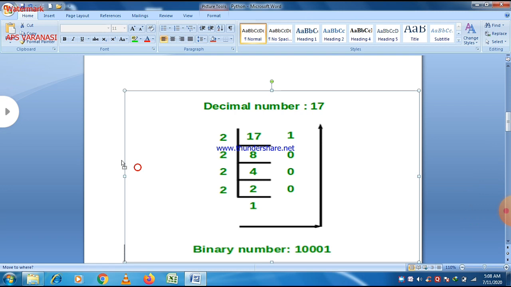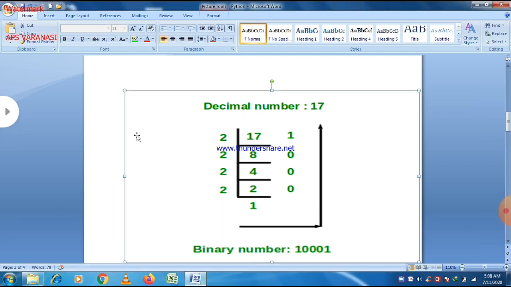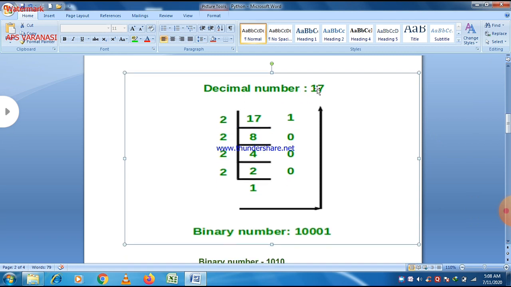This is the binary equivalent of the number 17. Always start from the last number. When we divide 2 by 2, the number is 1, and it cannot be divided further by 2. So we start with this number 1, and then take all the remainders from the downward direction to the upward direction, giving 1 0 0 0 1, and this is the binary equivalent of 17. I think now you can easily convert a decimal number into a binary number.